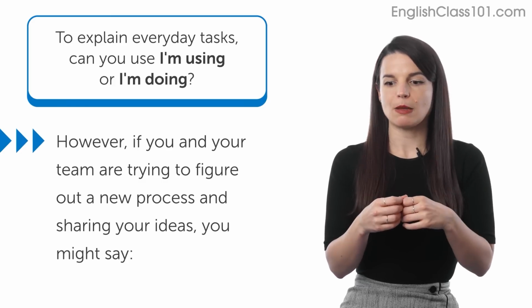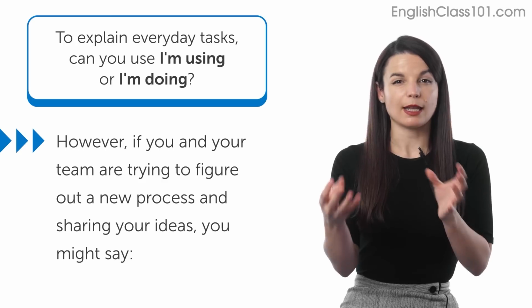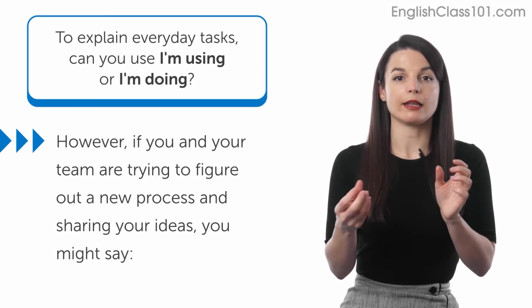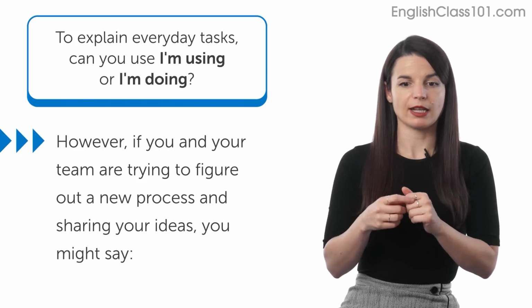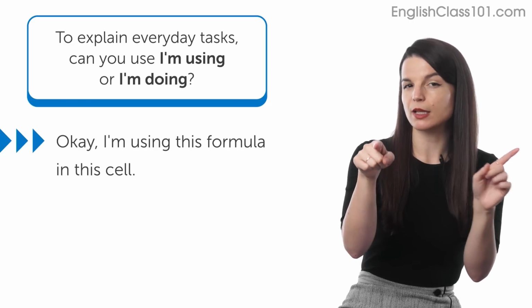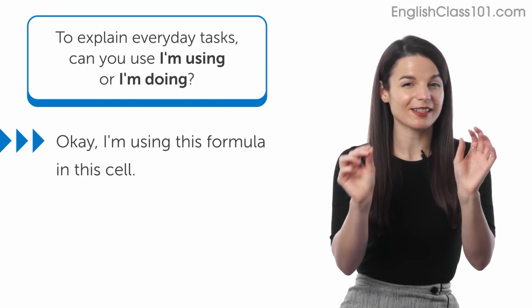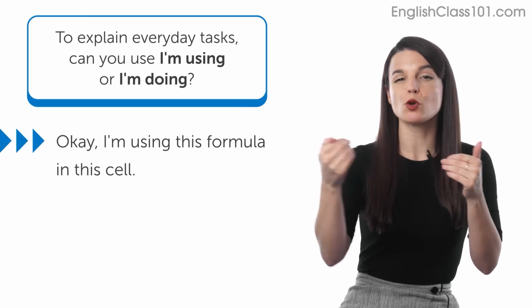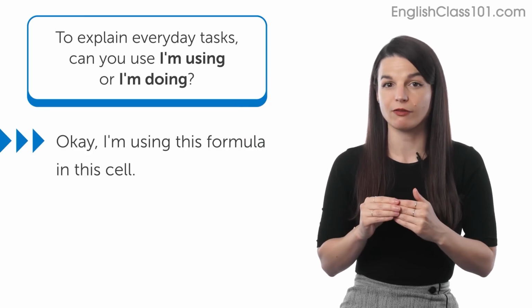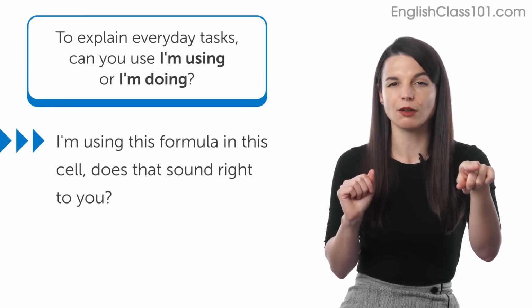Like, let's say you're maybe creating a new Excel spreadsheet for your team to use, and together you're trying to decide the best way to create the sheet. You might say, when you're explaining it, okay, I'm using this formula in this cell. So that sounds like it's temporary, right? That sounds like it's more temporary, which sounds like there's a chance, there's room for the other person to provide feedback. Like you might say, I'm using this formula in this cell. Does that sound right to you?